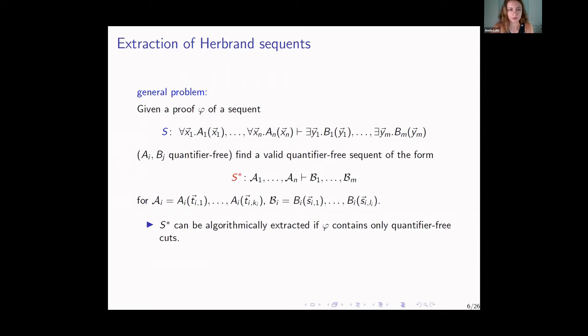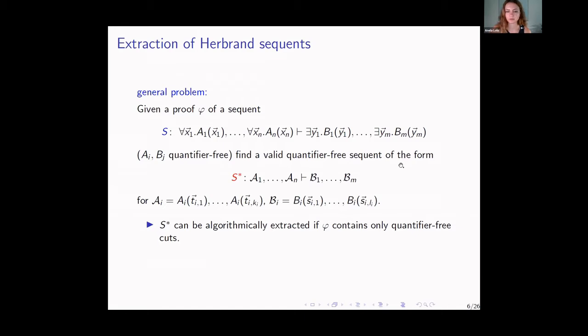Now here I have the general problem on this slide. So we have a proof of a Skolemized end sequent S, which is in prenex form, as you see here. And the task is then just to find a valid quantifier-free sequent of the form S*. S* is called the Herbrand sequent. And the formulas in these A's and B's are just instantiations of the quantified formulas in S above. And if our proof of our end sequent S contains only quantifier-free cuts, we can extract this sequent S* algorithmically.